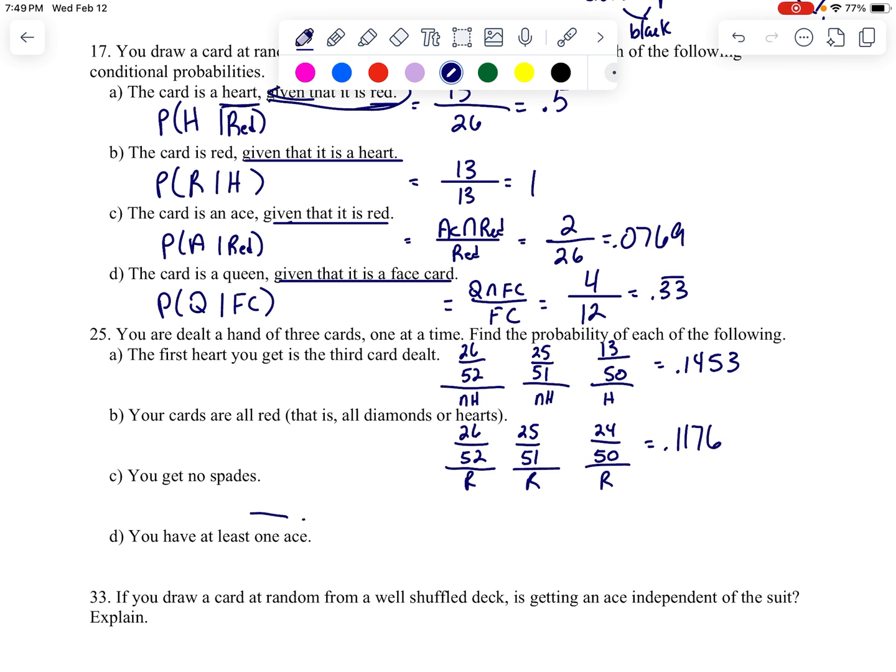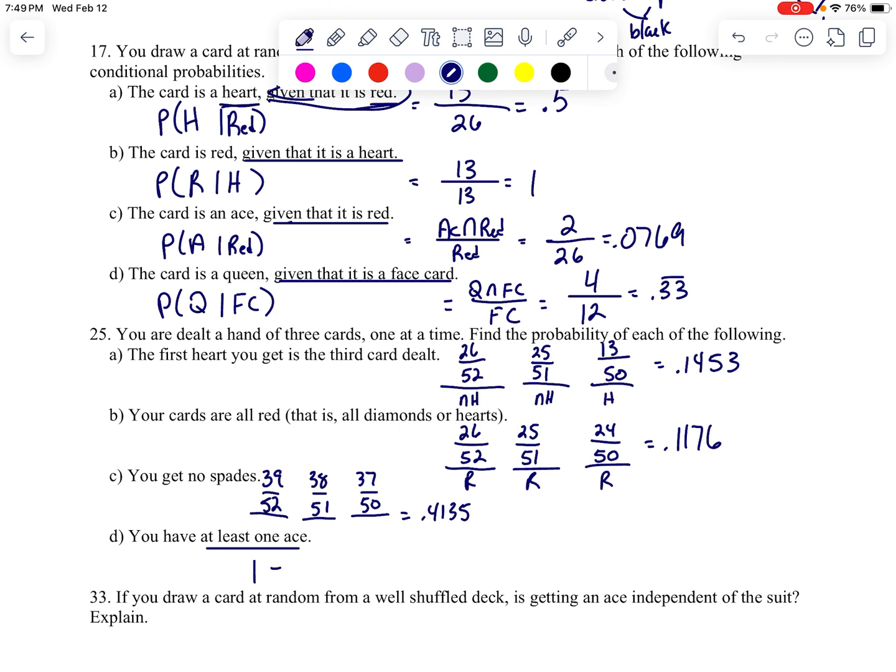No spades. So again, it depends on how you want to do this. We can do 52, 51, and 50. We can get those put in place. No spades. Well, that means it has to be a club, a diamond, or a heart. So that means we have 3 times 13. So that means that we have 39, 38, and 37. We multiply all those together. So this is all cramming together a little bit, but it's 0.4135.